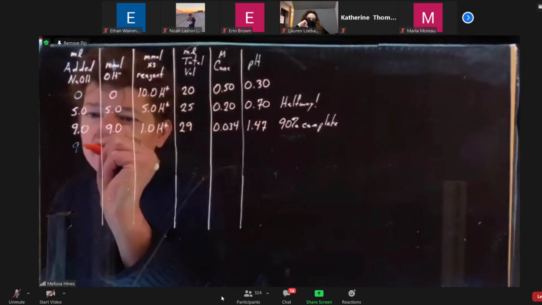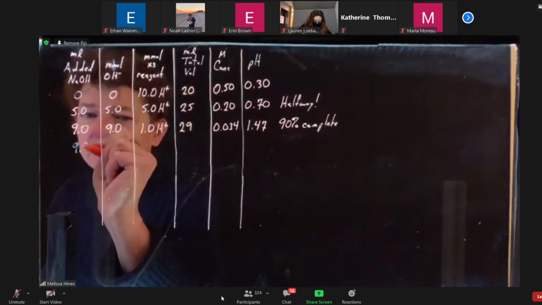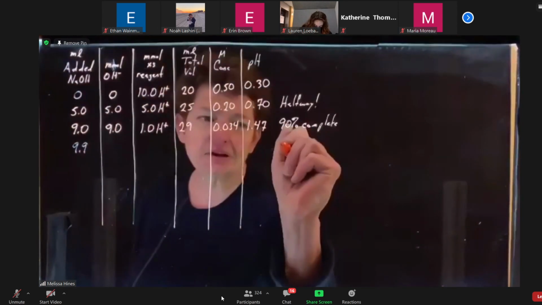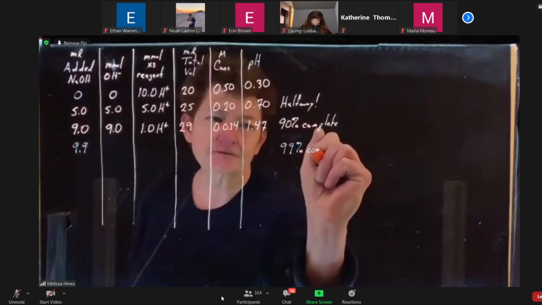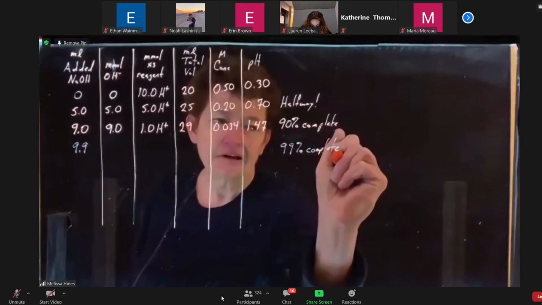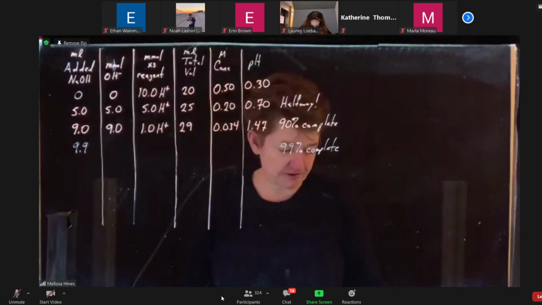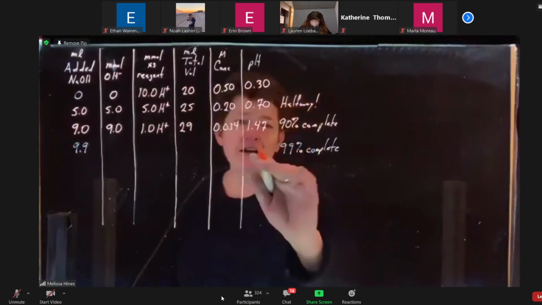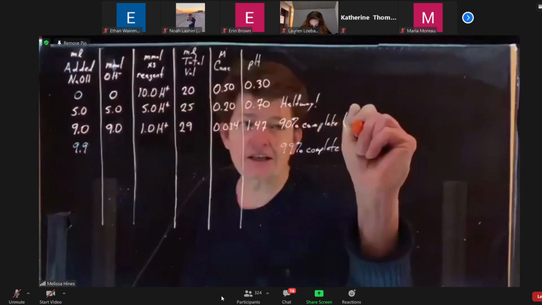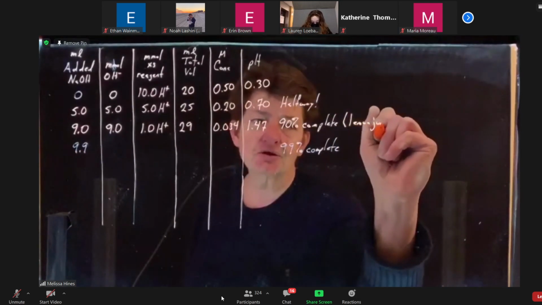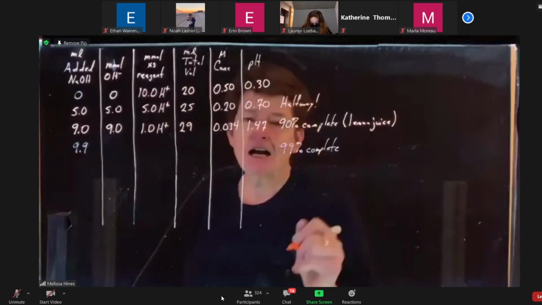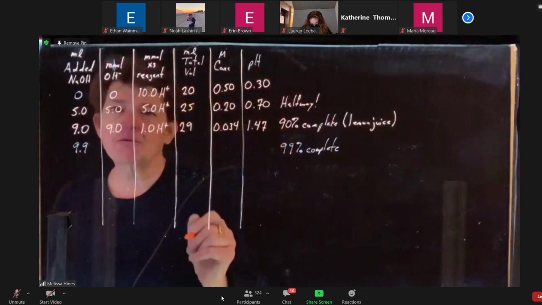So let's add 9.9 milliliters. Now we are 99% complete. Okay, so we have almost finished this. I should say that at this point, 90% complete, you are at a pH of straight lemon juice, pretty much. 99% complete, so we're almost finished.